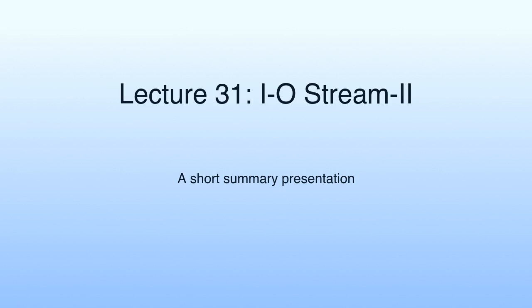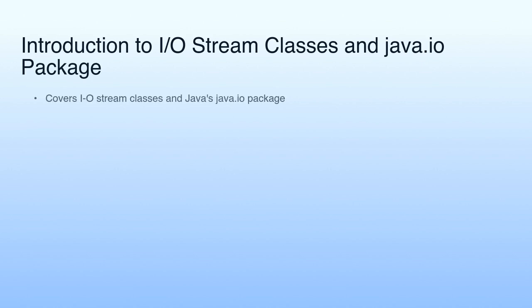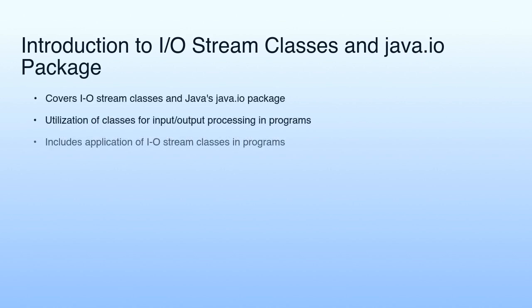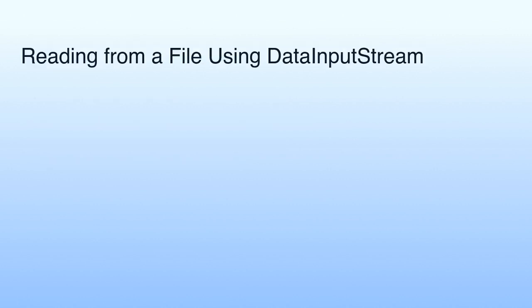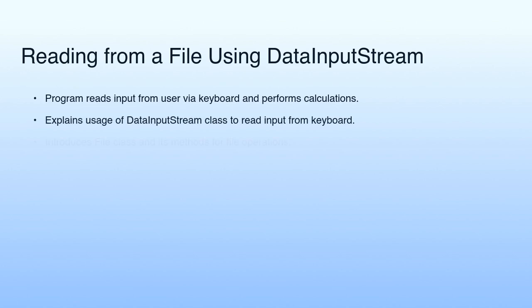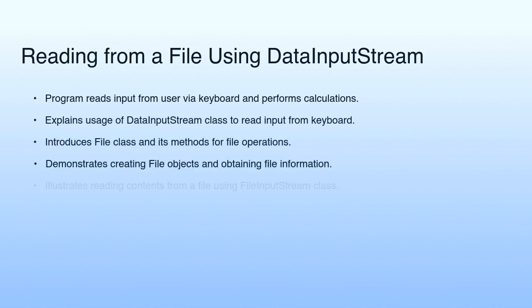Lecture 31, IOStream II. The video introduces the IOStream classes and Java's java.io package, covering how these classes are utilized for input-output processing in programs, including their application in code examples. A program is demonstrated that reads input from the user via the keyboard using the DataInputStream class and performs calculations.